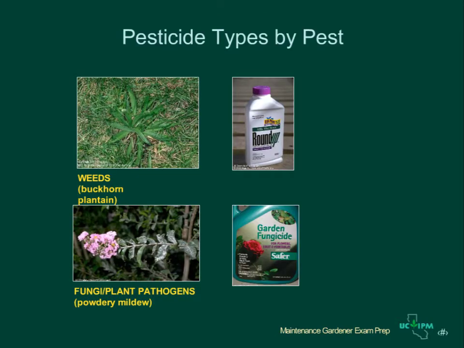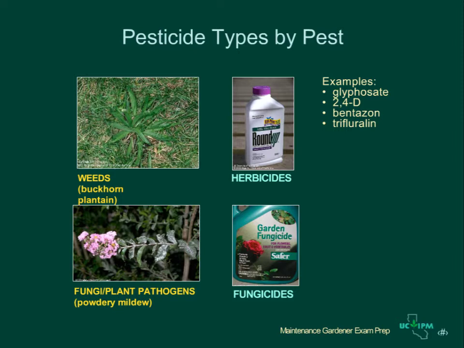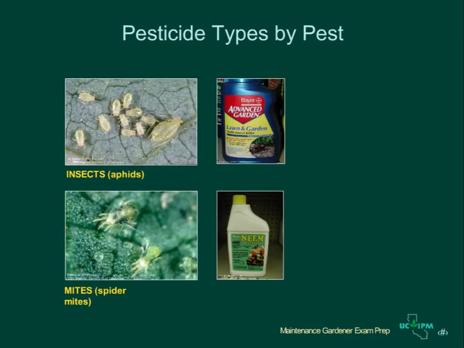The term pesticide applies to a range of products that control different types of pests. These include herbicides, insecticides, fungicides, and rodenticides. Pesticides used to control weeds are called herbicides. Examples include glyphosate or Roundup, 2,4-D, bentazone, and trifluralin. Pesticides used to control fungi and other plant pathogens are called fungicides. Examples include sulfur, copper, chlorothalonil, and certain fungicidal soaps and oils.